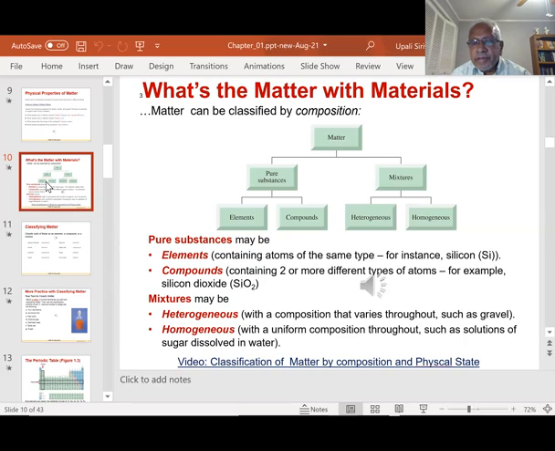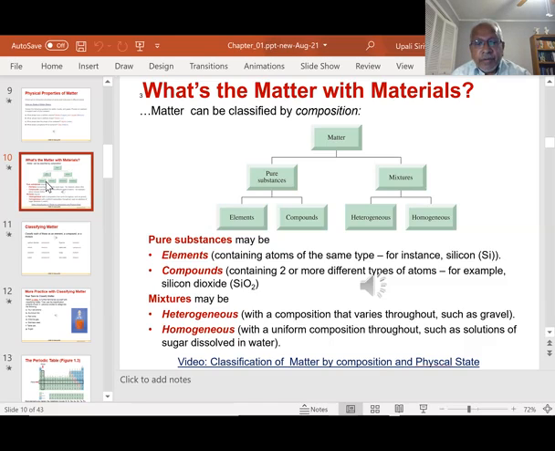A homogeneous mixture is a mixture where the composition is uniform throughout, like sodium chloride dissolved in water, so a salt solution is homogeneous. Heterogeneous is like a garbage can. It has different composition in various parts of the container.